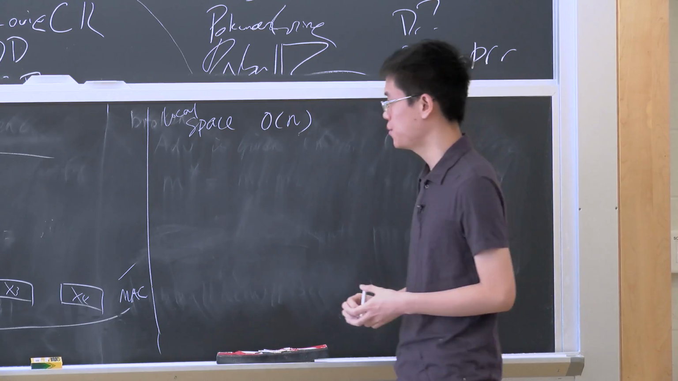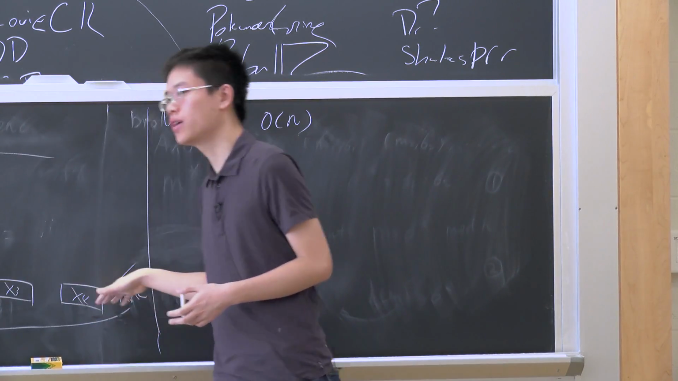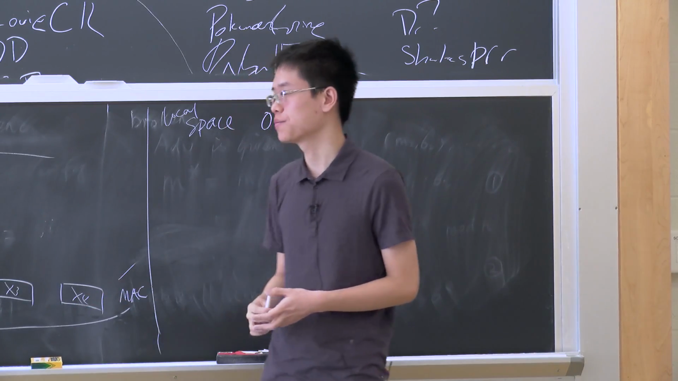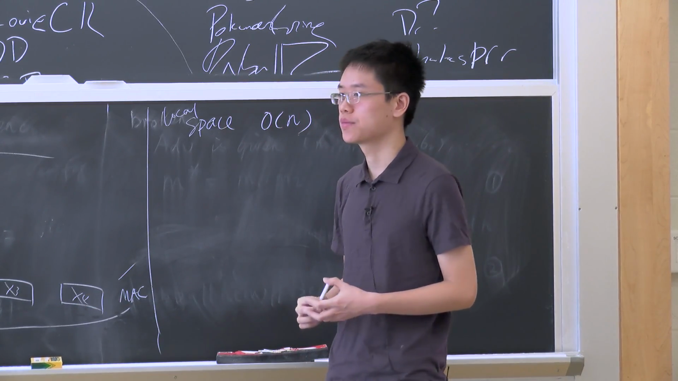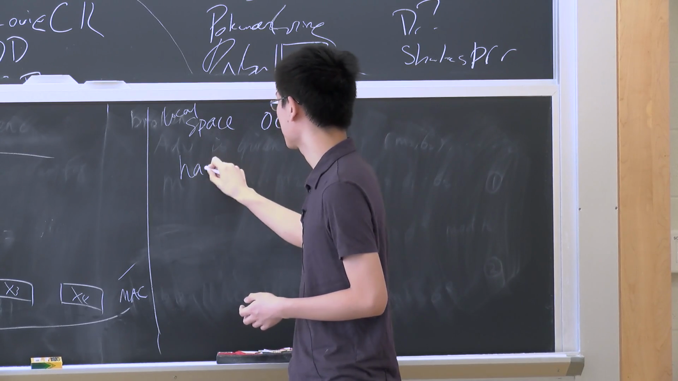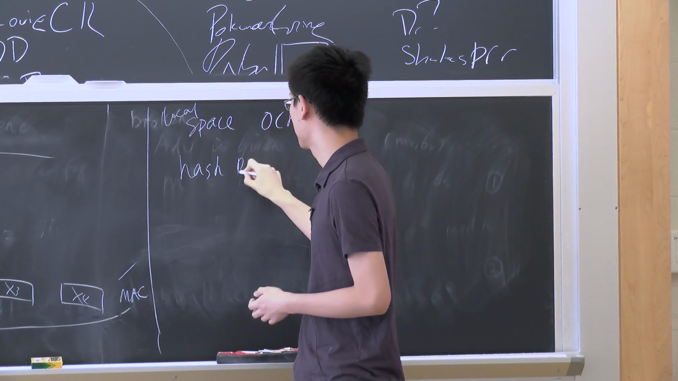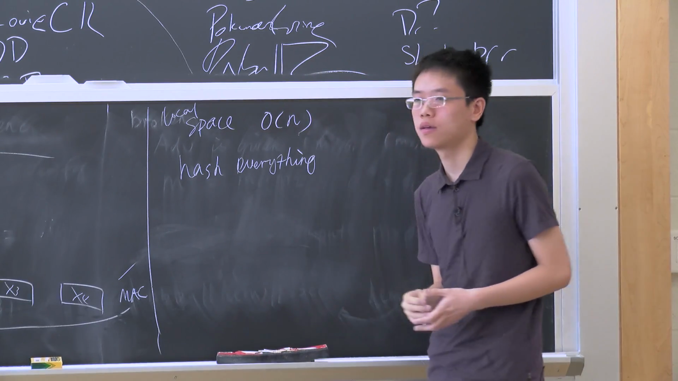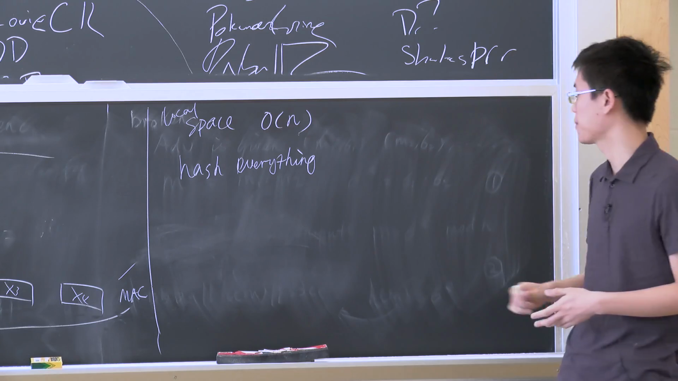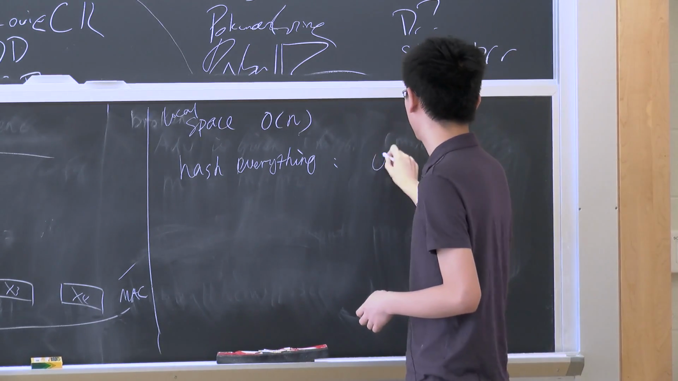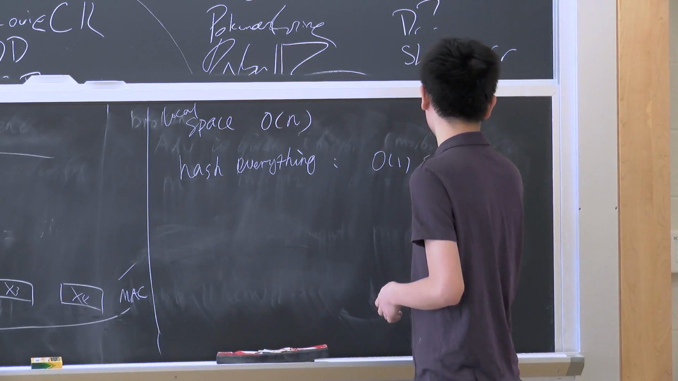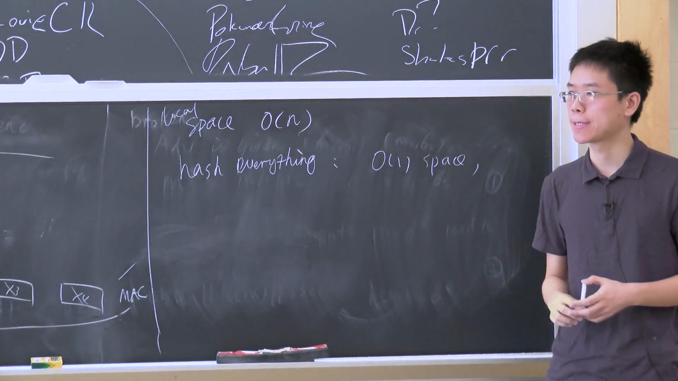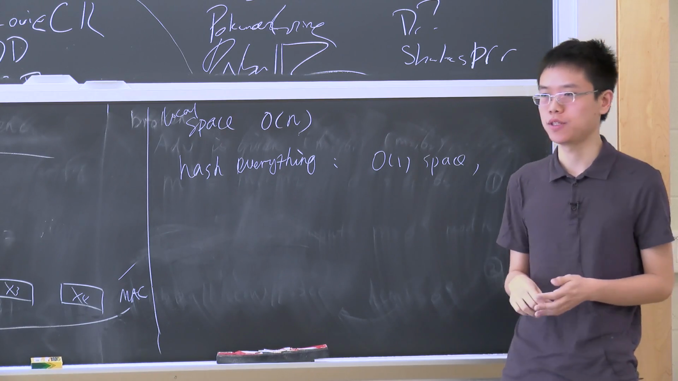Well, one thing we could do is to concatenate all the files together, generate a single hash, and store that one hash. So hash everything in one try. Then we do have O of 1 space, but there's a bigger problem. Can anyone tell me?